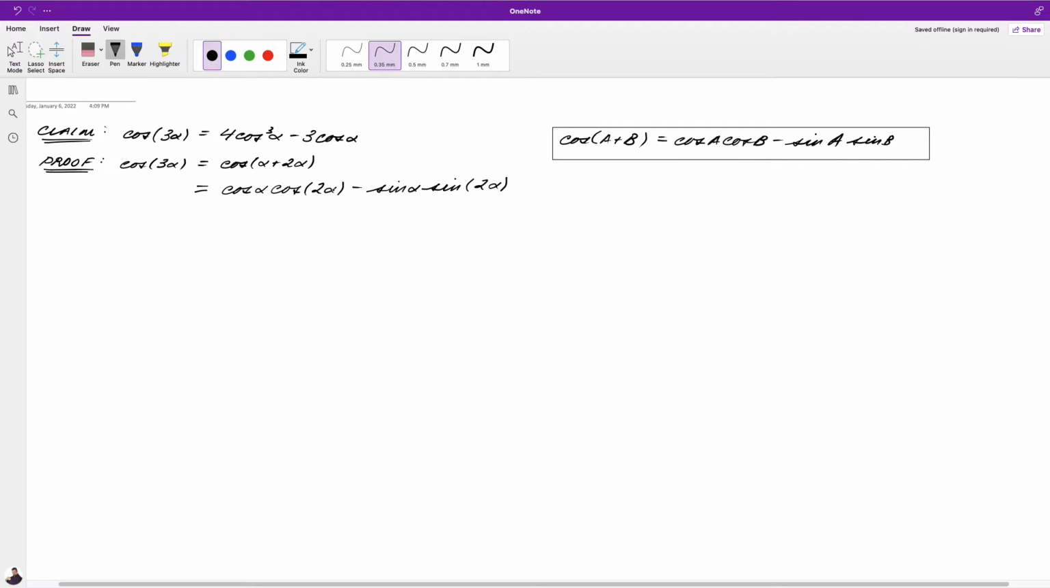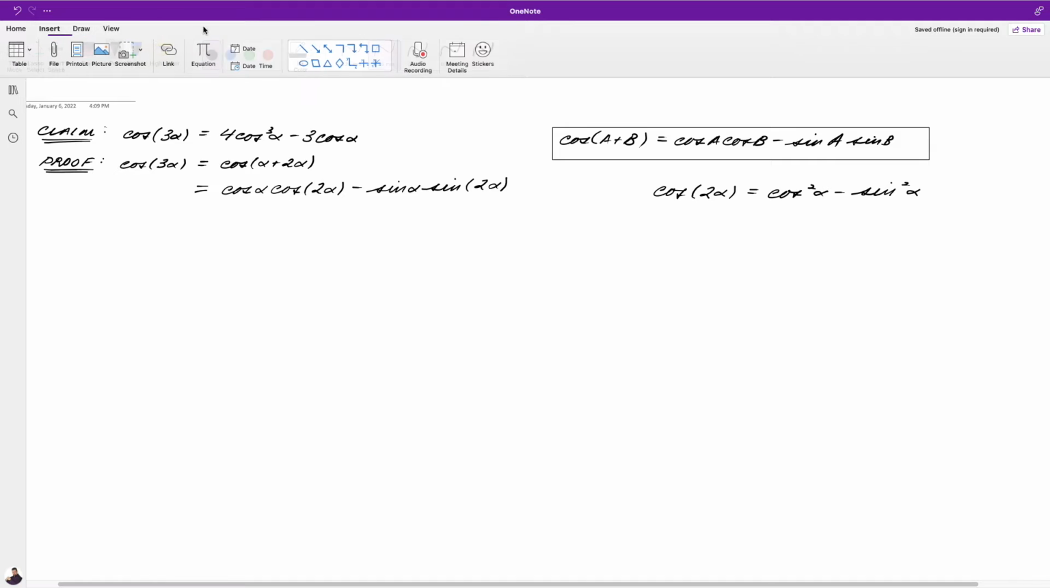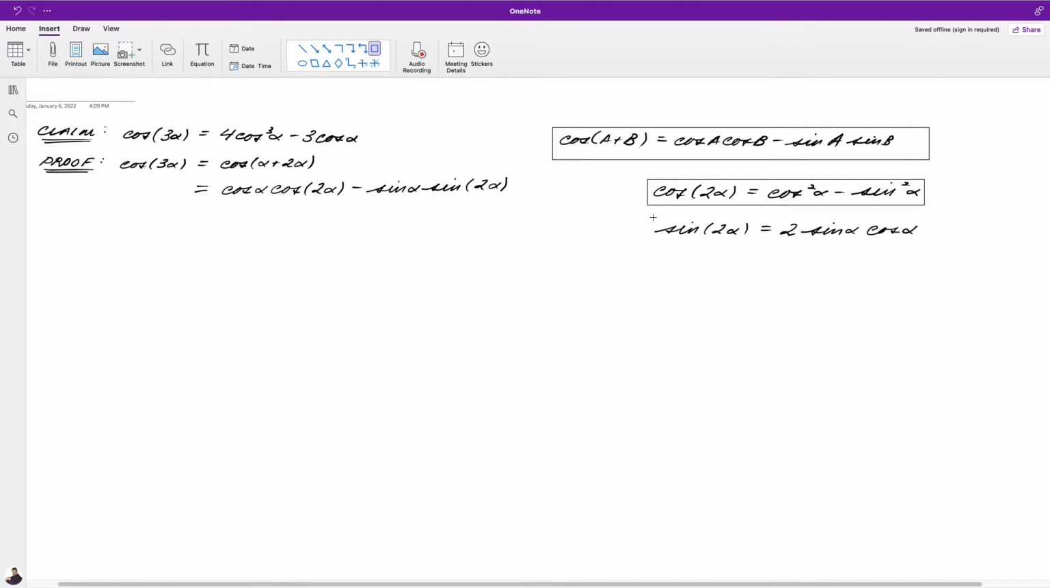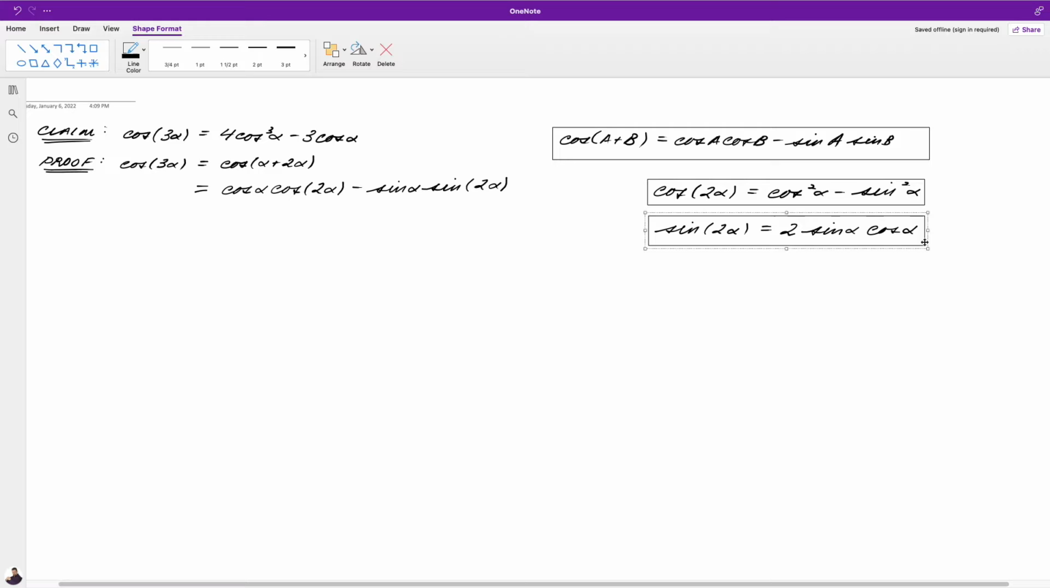Now, we've already proven in a past video as well that the cosine of 2 alpha is equal to cosine squared alpha minus sine squared alpha. So we are going to be using this identity here. We're also going to be using the sine of a double angle, which we've proven in the same past video. So that's going to be 2 sine alpha cosine alpha. Let's get that in the box there.